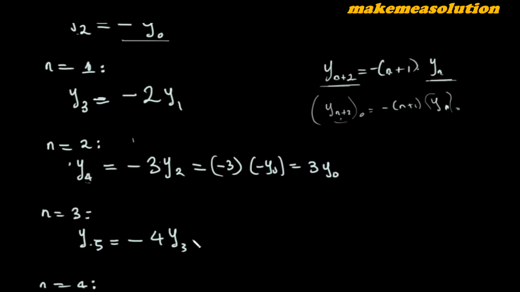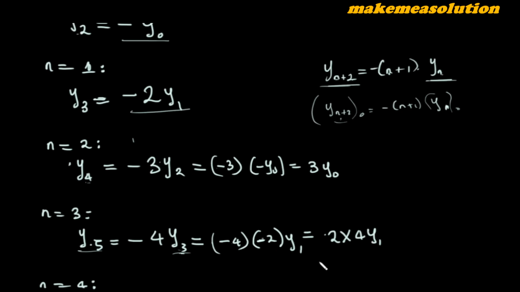So you're modifying your answer. Now this one is y5 in terms of y3. y3 is already found in terms of y1, so you have to modify it. Minus 4 times y3, which is minus 2 y1. In place of y3, you're replacing it with minus 2y1. Apart from the negative signs cancelling each other, I suggest you don't multiply. Don't tell me 4 times 2 is 8. I know 4 times 2 is 8. I'll just leave it as 2 times 4 y1. Is that okay? So we're not going to multiply, we'll leave it like this.